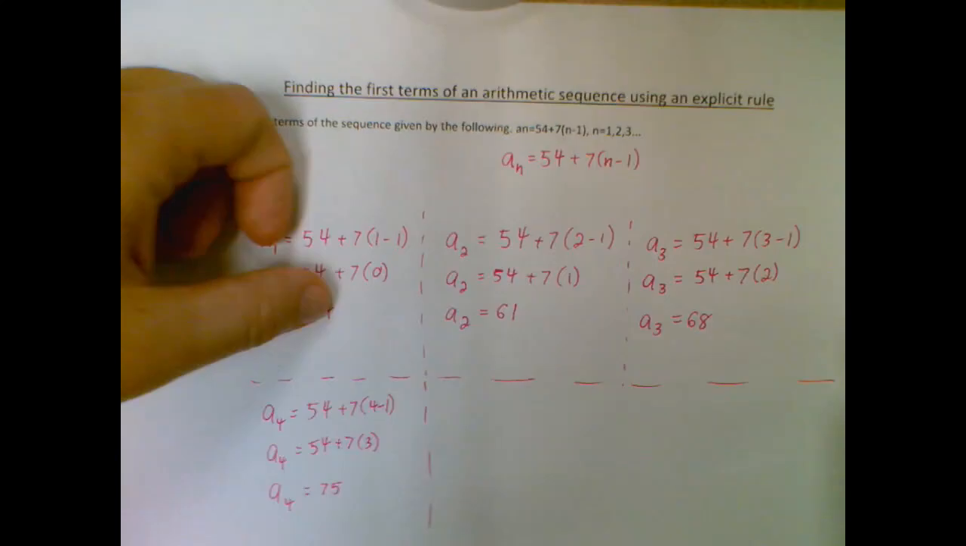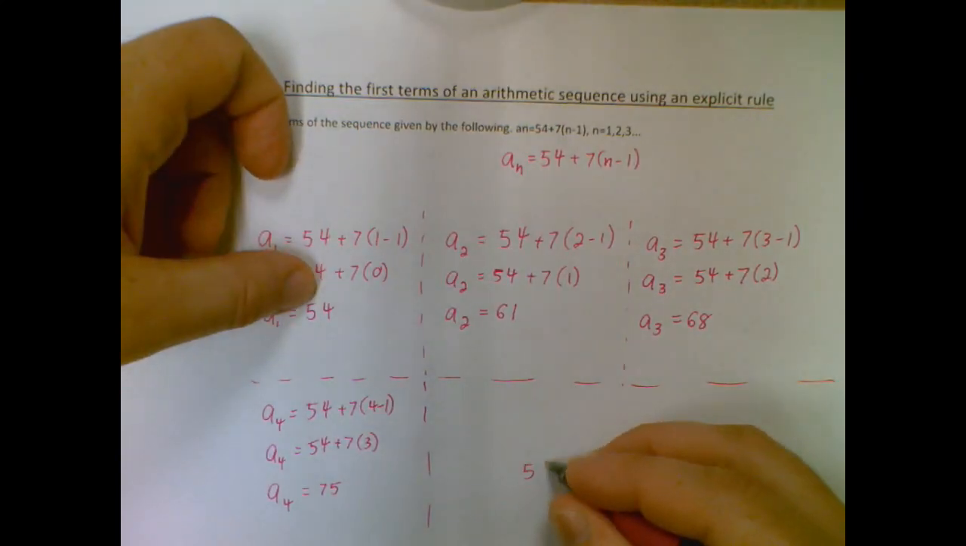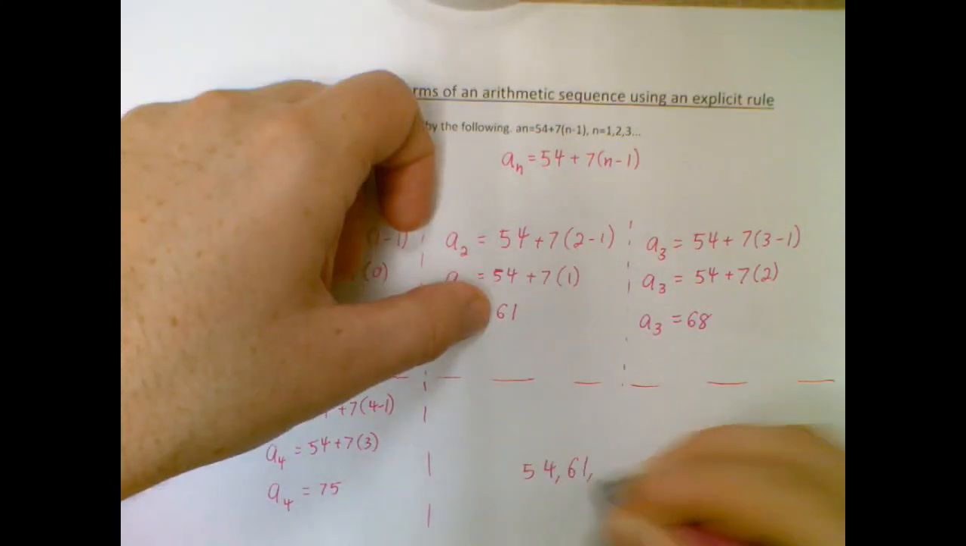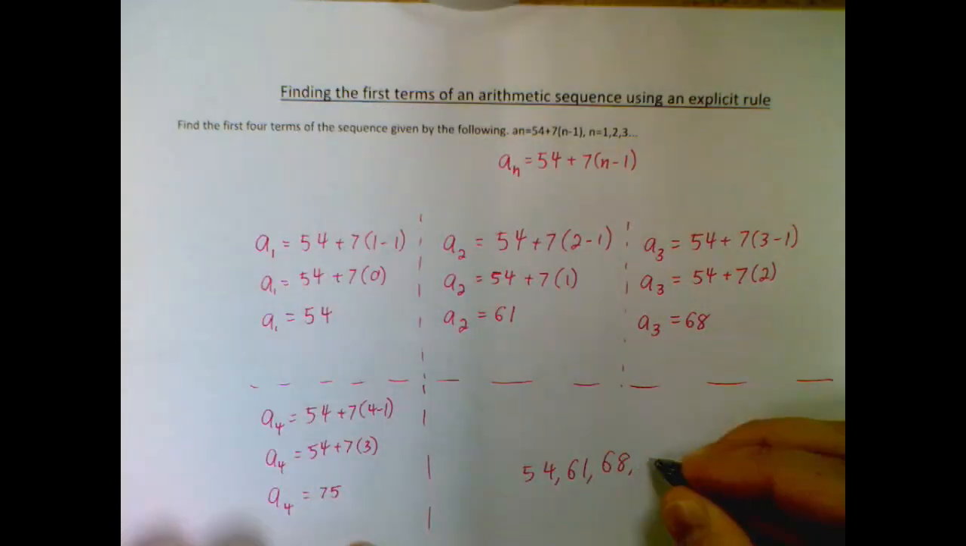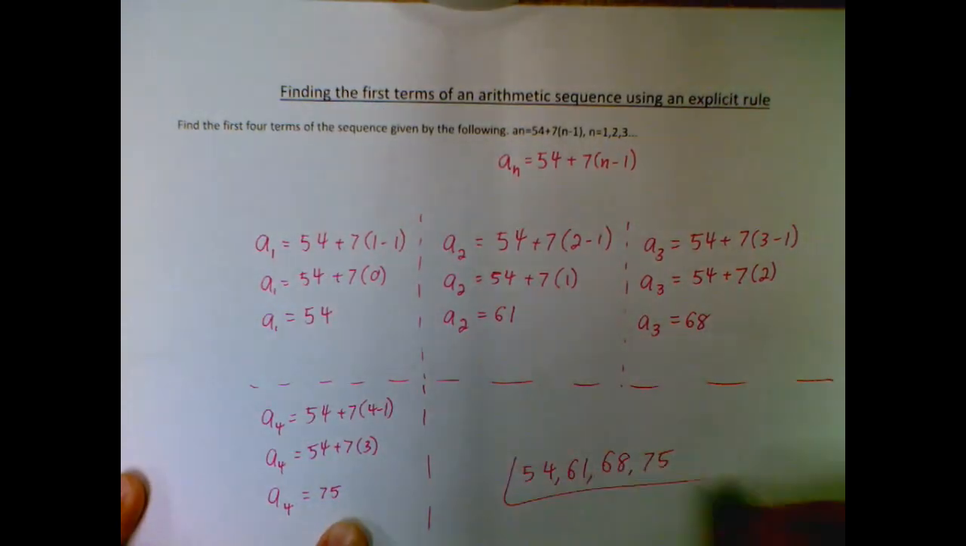Okay. So I'm going to list them out. 54 is my first term, then 61, 68, and then 75. And those are my first four terms.